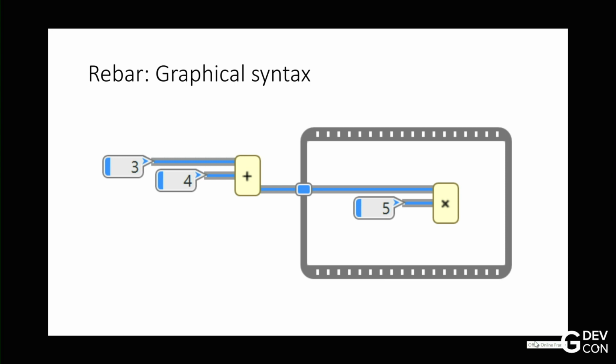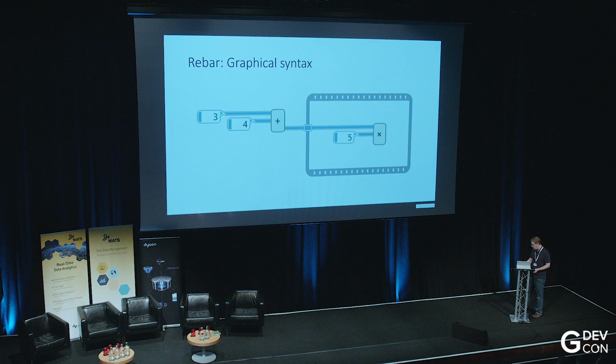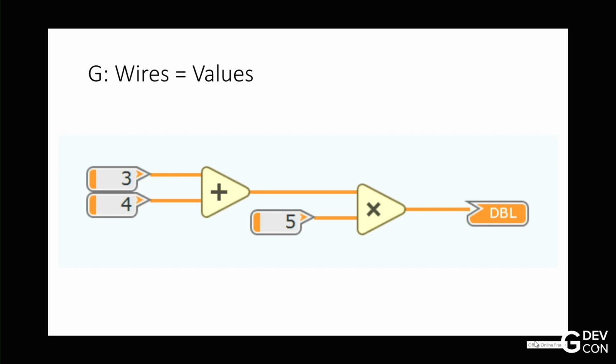And nodes run in what's called data flow order, so a node has to wait for all of its inputs to be available, which means all of its upstream nodes have to have run. And if two nodes have no data flow connection between them, then they're considered to be able to run in parallel. So far, everything I said is also true about G. So let's look at some fundamental ways in which Rebar is different from G.